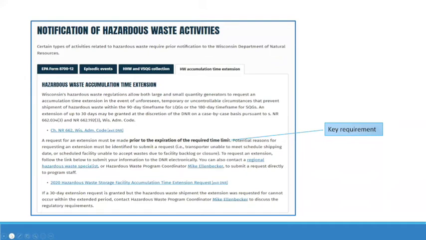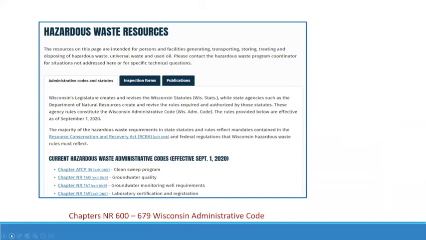Next slide, please. So this is my very favorite page. This is the hazardous waste resources page. When I go to the website, this is what I put in the search feature, hazardous waste resources, because it'll get me to this page, which is what I use the most: the codes, the inspection forms, and the publications. It also provides that additional resource menu, so I can get to everything I'm looking for.